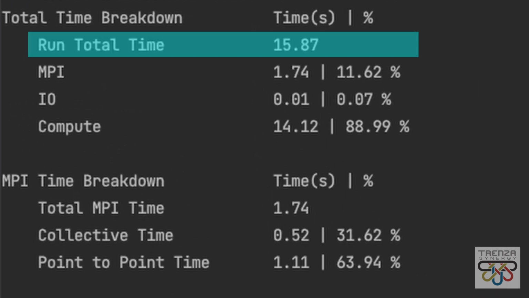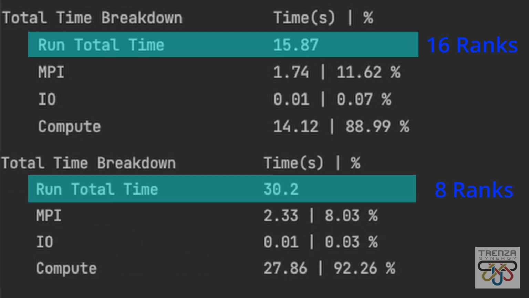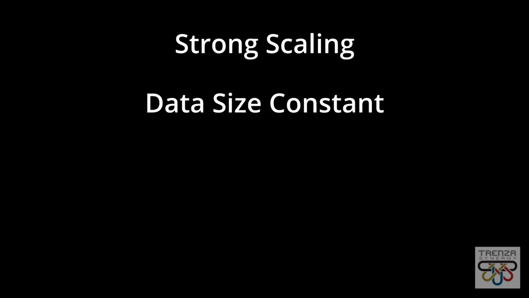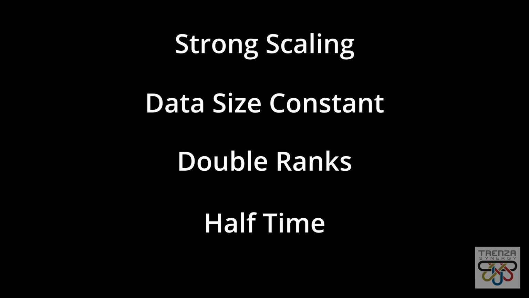The total time for the 16 rank run is 15.87 seconds. The total time for the 8 rank run was just over 30 seconds. This is evidence of strong scaling behavior. That is, the total amount of data that the job is processing is the same, but we are adding twice as many ranks. For this application, this is cutting the runtime in half.